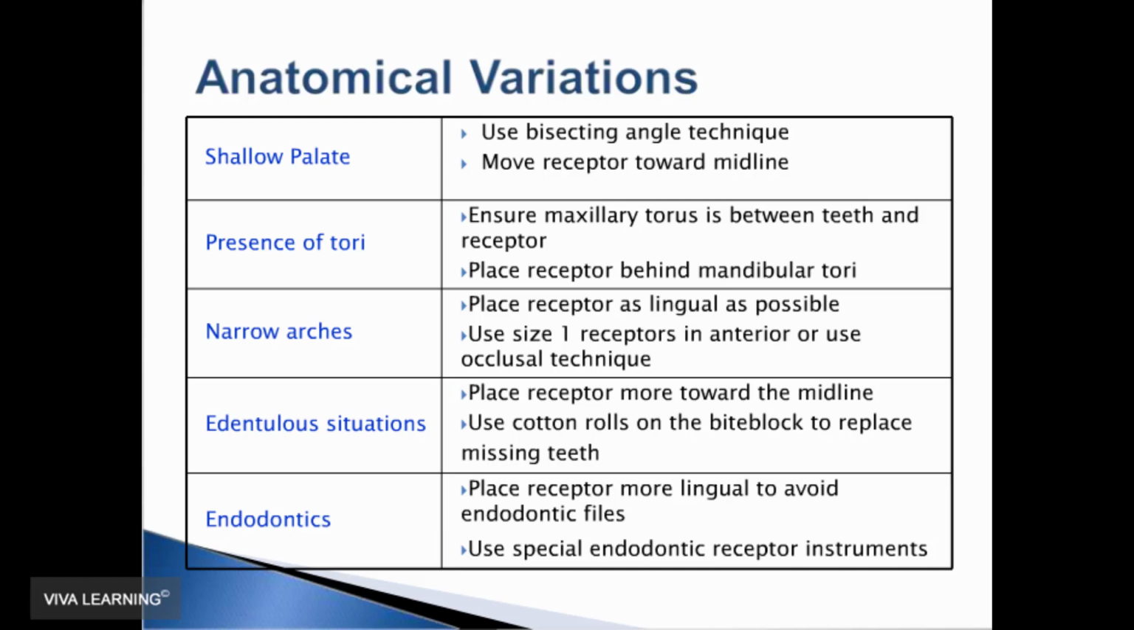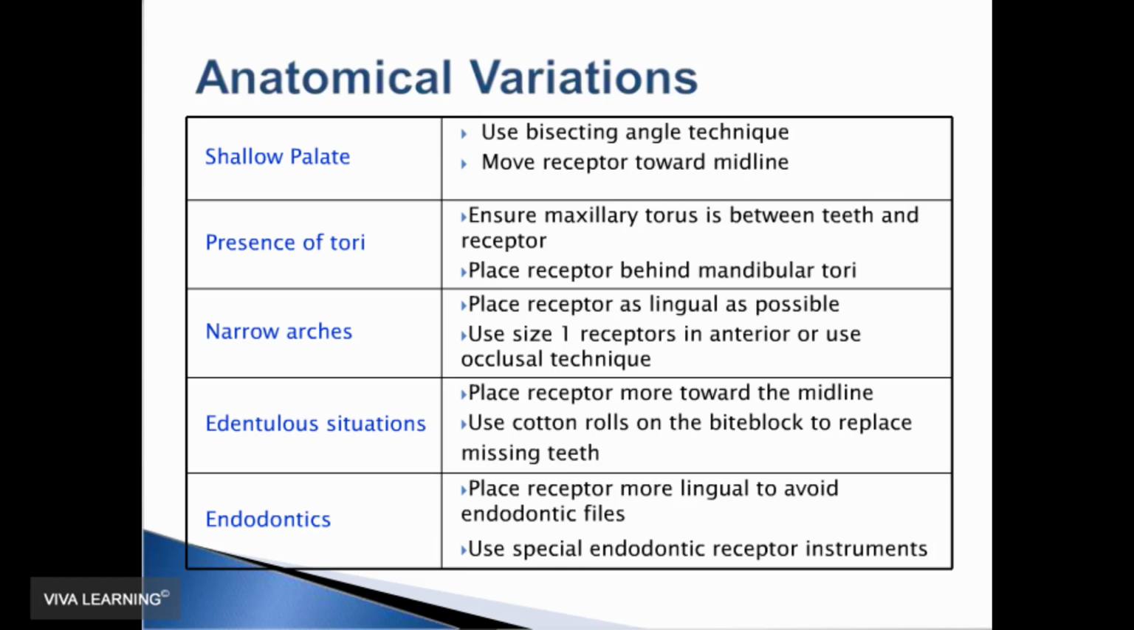Narrow arches, you may need to use an occlusal technique on the anterior, or a size 1 receptor would probably work the best to accommodate the width of the patient's arch. The arch tends to widen as you move posterior, so the more lingual you can place it and have the patient biting to the end of the bite block, the more likely you'll be able to have a successful placement in that area.